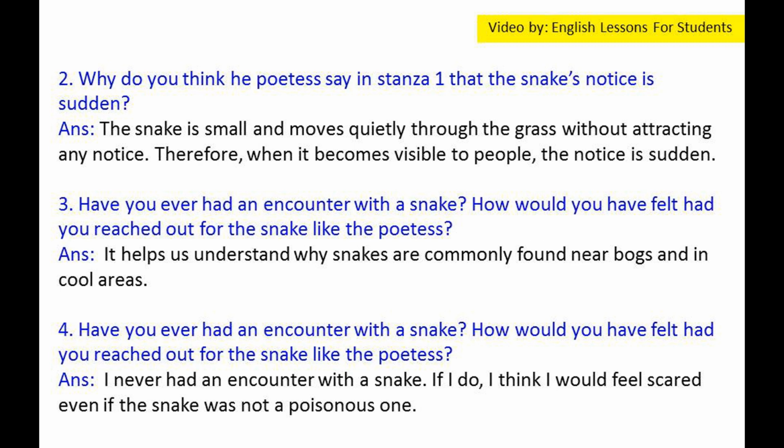2. Why do you think the poetess says in stanza 1 that the snake's notice is sudden? Answer. The snake is small and moves quietly through the grass without attracting any notice. Therefore, when it becomes visible to people, the notice is sudden. 3. Why does the poetess give details about the snake's habit in stanza 3? Answer. It helps us understand why snakes are commonly found near bogs and in cool areas.